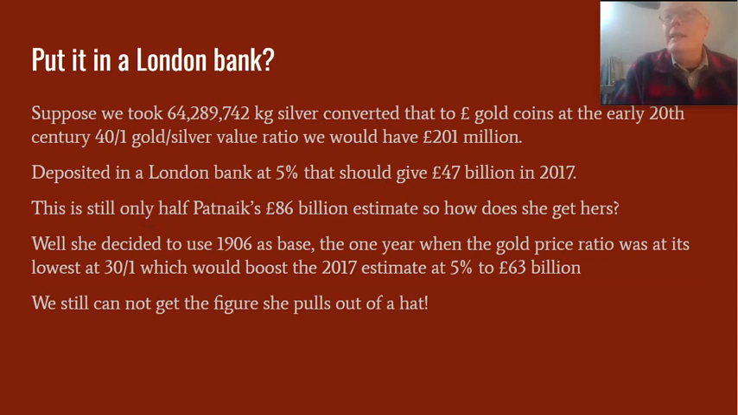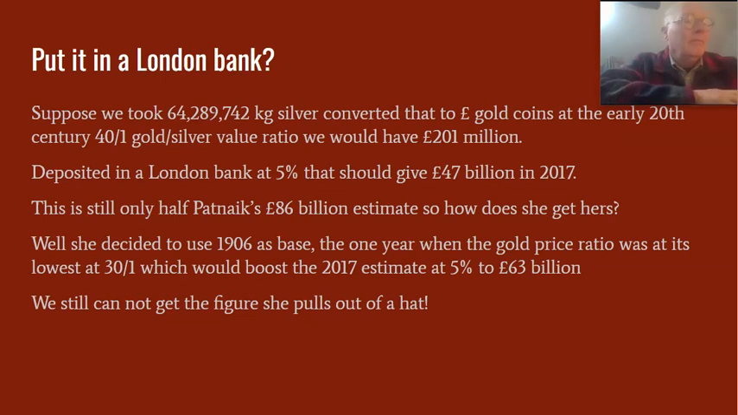Suppose she put it in a London bank. Suppose you took 64,000 tons of silver, converted it to gold coin in the early 20th century, at a 40 to 1 gold to silver ratio. That would give you 201 million in gold coins, which you could deposit at a London bank. Applying 5% interest, that would give you 47 billion in 2017. It's still only half of what she claims, so it's unclear how she gets her estimate.